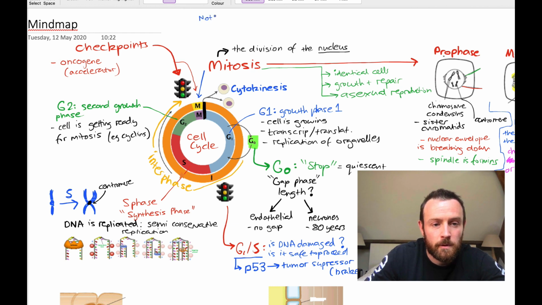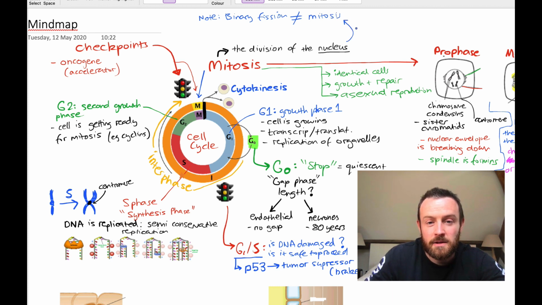Note, binary fission, which is a bit similar to cytokinesis, is not equal to mitosis, because, let's do that up there, it is not in prokaryotes.